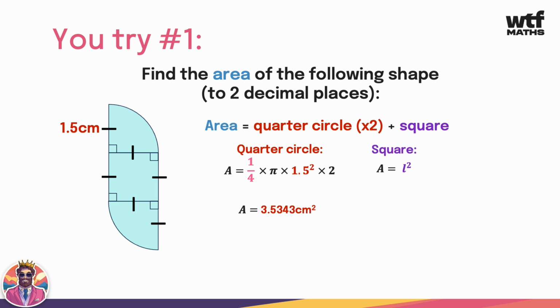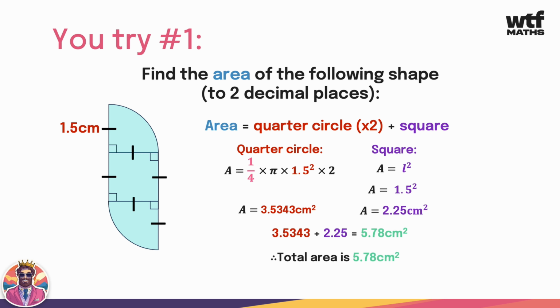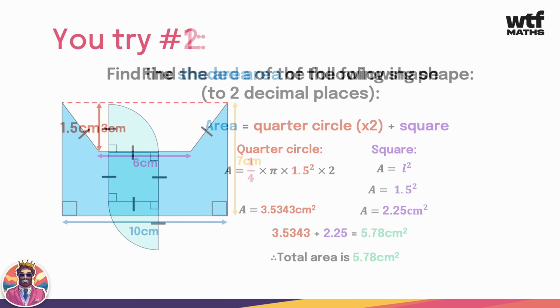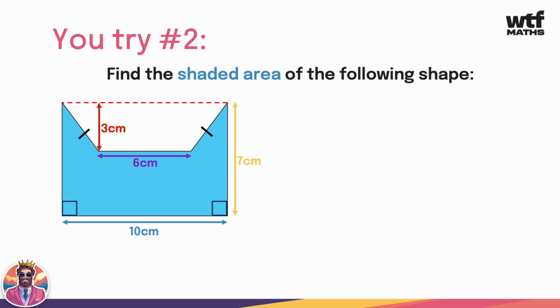For the square, all we have to do is times the length by itself. So we can see from those dashed lines on the left, it's 1.5 times 1.5. So we'll end up with 2.25 centimeters squared. And then we'll just add those numbers together and we should get our answer of 5.78 centimeters squared to two decimal places. Okay, here's a slightly trickier question for you to try.